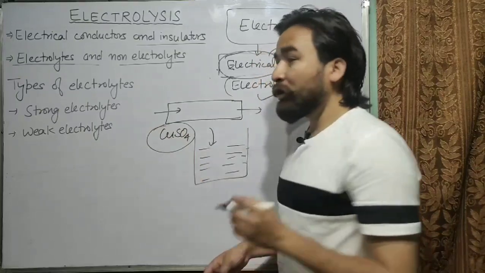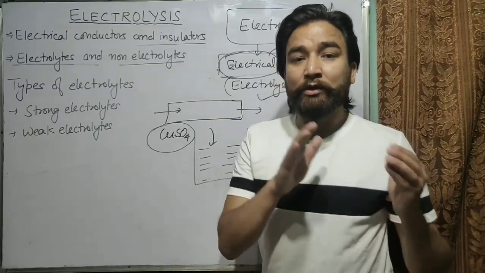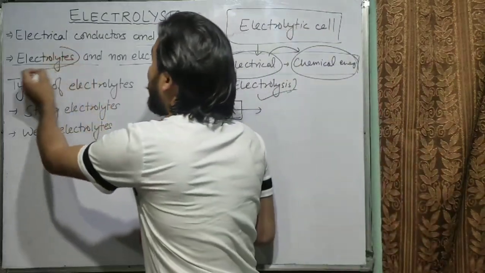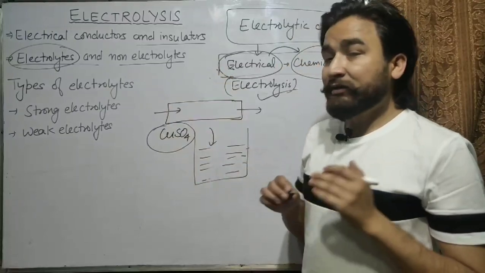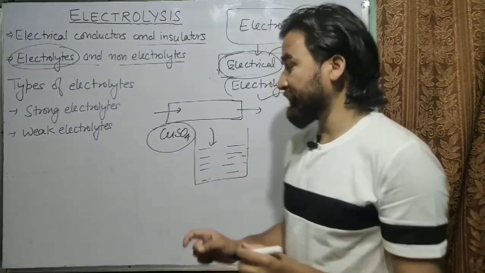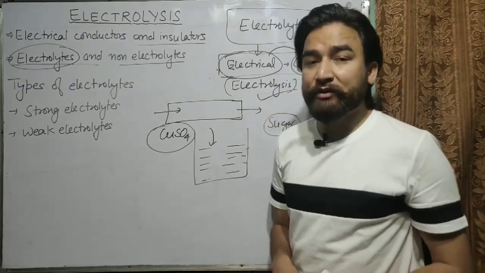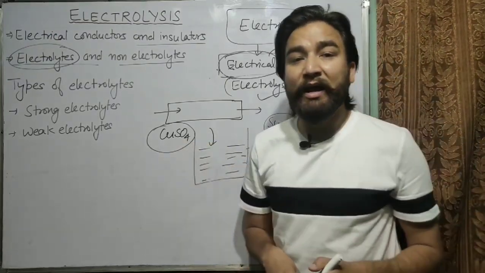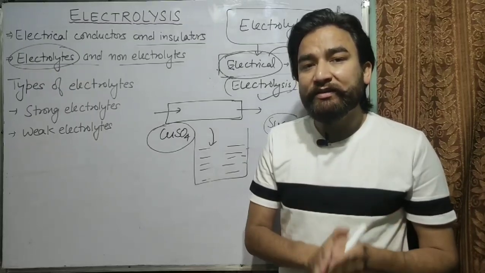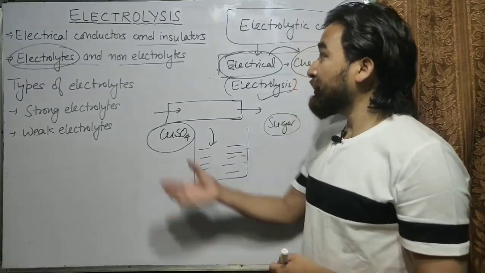So the substances whose solutions allow the electricity to pass through it. This is the solution of copper sulfate now. So the solution of copper sulfate will allow the electricity to pass through it. So it will be called an electrolyte. Similarly, the substances, the solution of which do not allow the electricity to pass through them. For example, sugar. So if you will form a sugar solution, means instead of copper sulfate, if you will add sugar in pure water, it will not conduct electricity. So the substances whose solutions do not allow the electricity to pass through them are known as non-electrolytes.